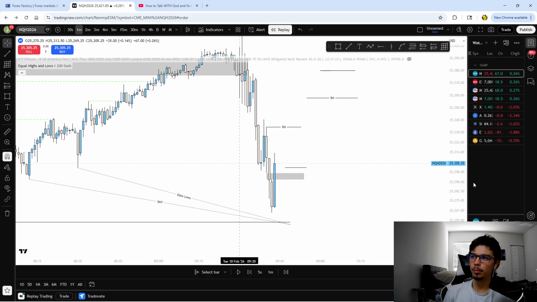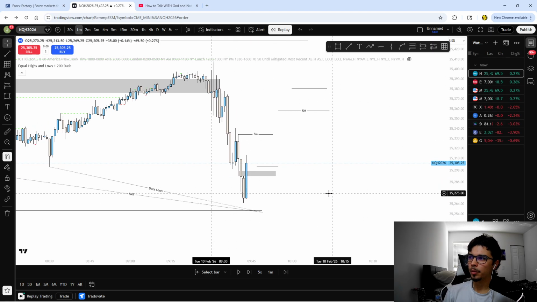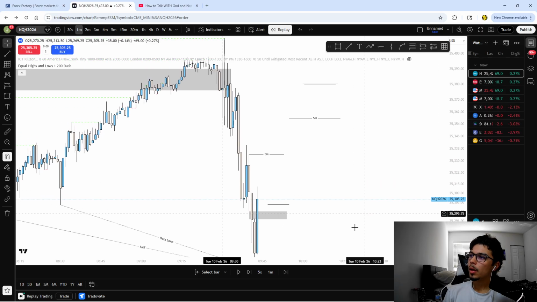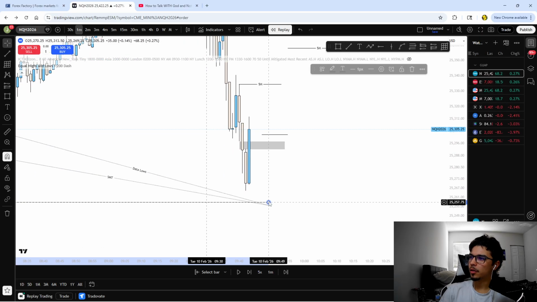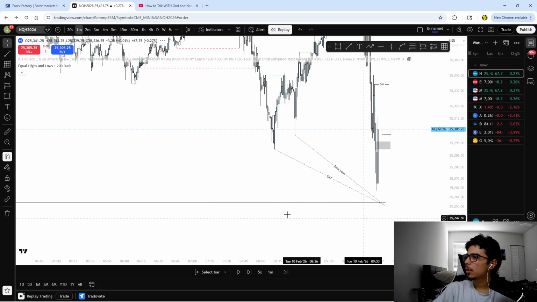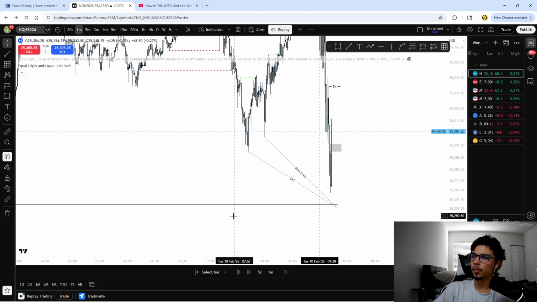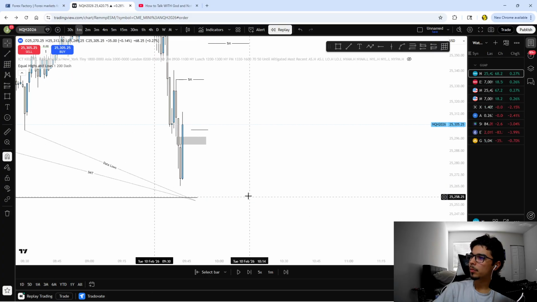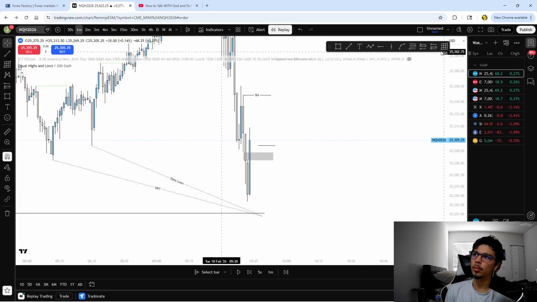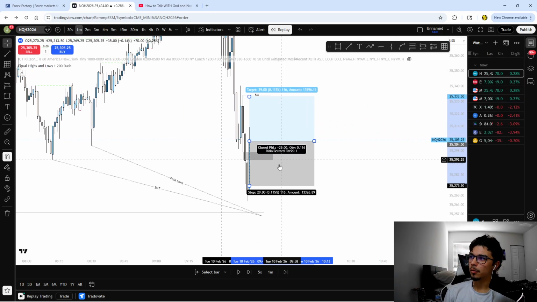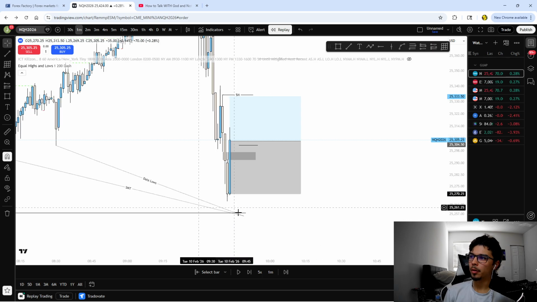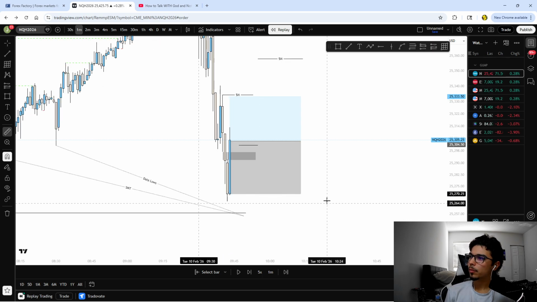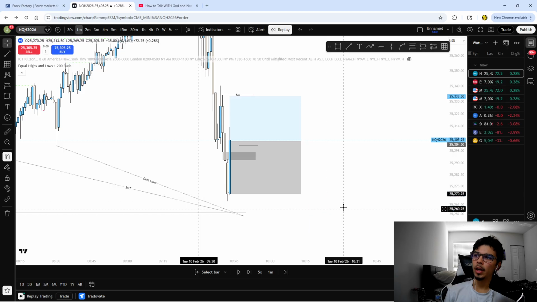Why is this invalid? Okay, type in the chat or type in the comments if you guys know why. The reason why this was invalid was because we didn't take out this 15-minute unfilled fair value gap. Okay, look, it's resting maybe 5 points away from our stop, 6.5 points away from our stop loss. So if we do something like this, have our stop somewhere right here, well, our unfilled gap is about 12 points away.